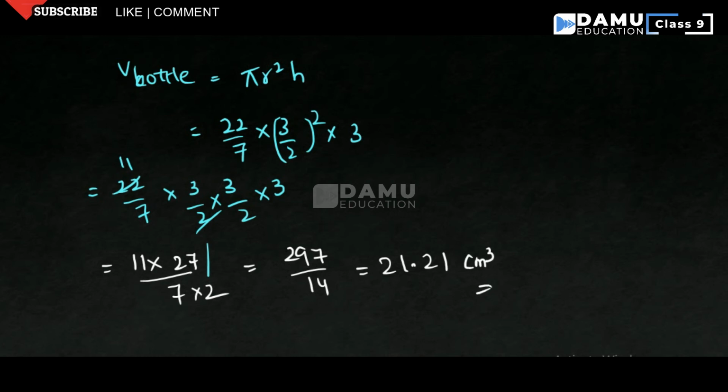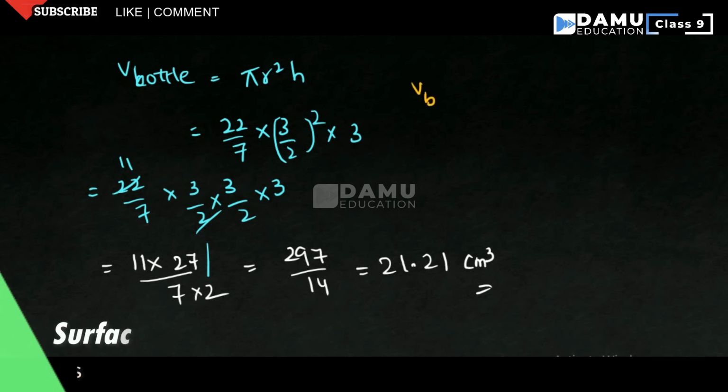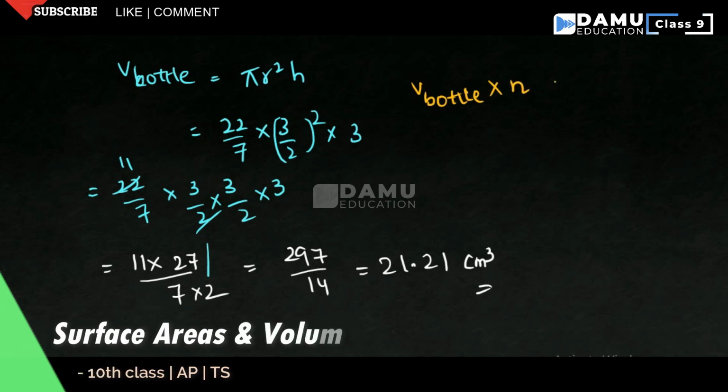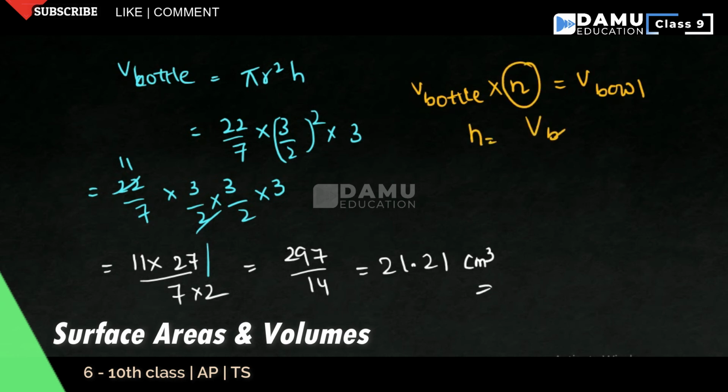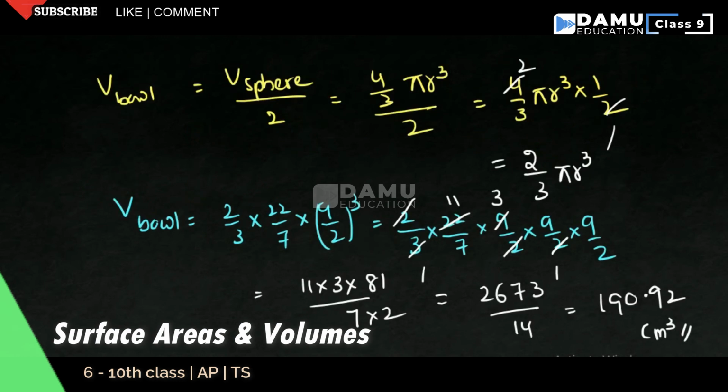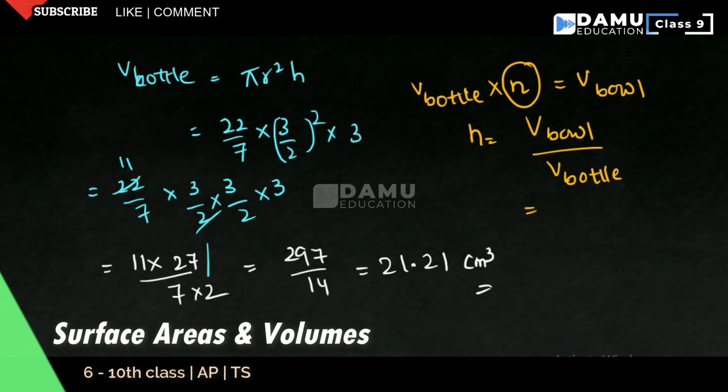Now the required formula here is the volume of the bottle into the number of bottles will be equal to the volume of the bowl. From this you can calculate n. That is the volume of the bowl divided by the volume of the bottle. The volume of the bowl we have found is 190.92, divided by the volume of the bottle, 21.21.